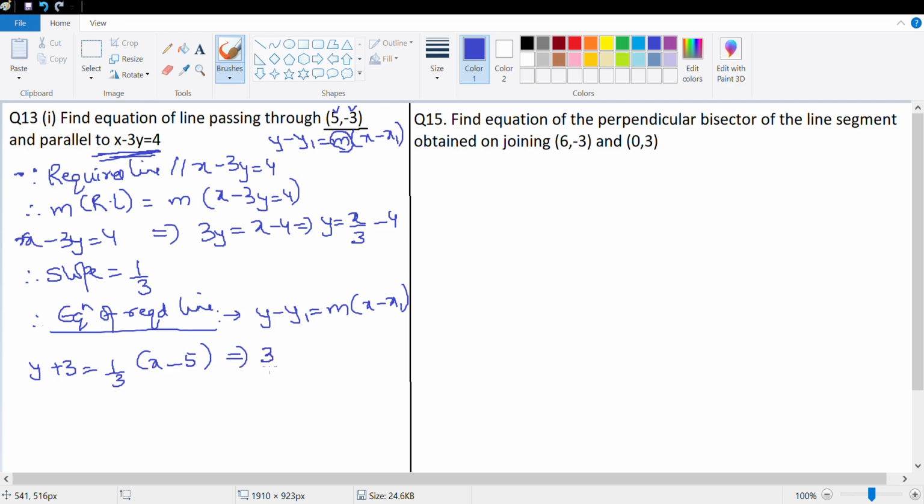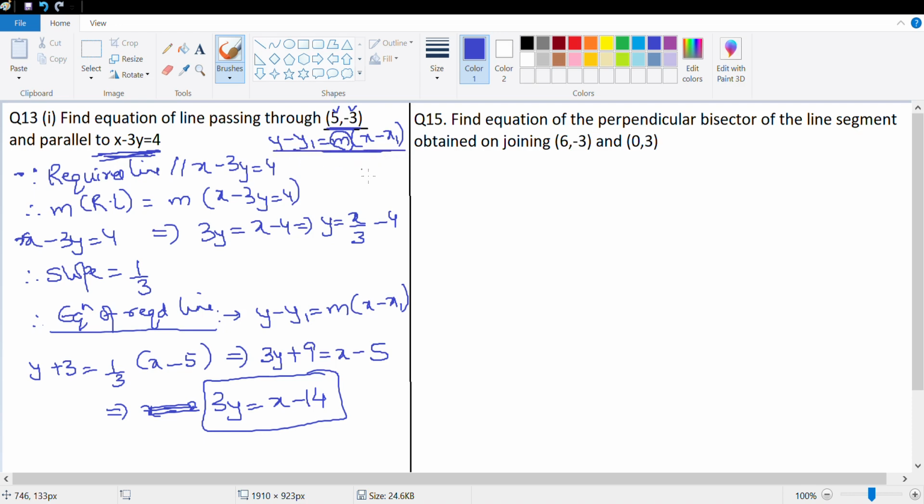Let's cross multiply. This will be 3y plus 9 is equal to x minus 5, which means 3y is equal to x minus 14. Perfect. 3y is equal to x minus 14. So let's look at this question once again. We knew that the line will pass through one point here and it will be parallel to this. So we always knew that we will use this formula y minus y1 is equal to m times x minus x1. Since these two lines are parallel, the slope of this line and the required line will be equal. So we first figure out the slope of the required line and then we put it in the formula.